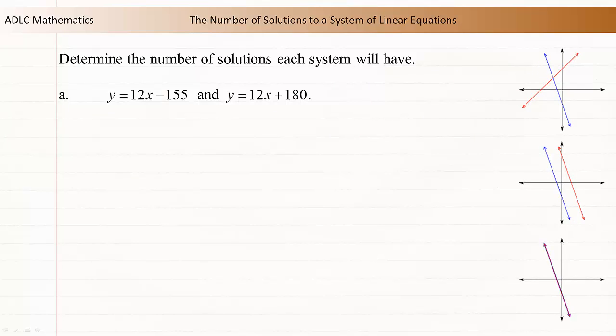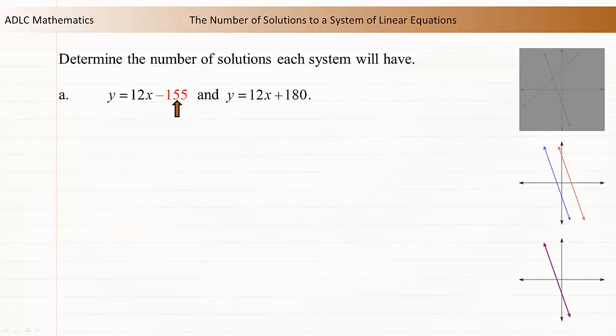Determine the number of solutions each system will have. The slope of the first line is 12. The slope of the second line is also 12. The slopes are the same, so the two lines will go the same direction. The first type of graph is no longer a possibility. Let's look at the y-intercept to decide between the other two graph types.